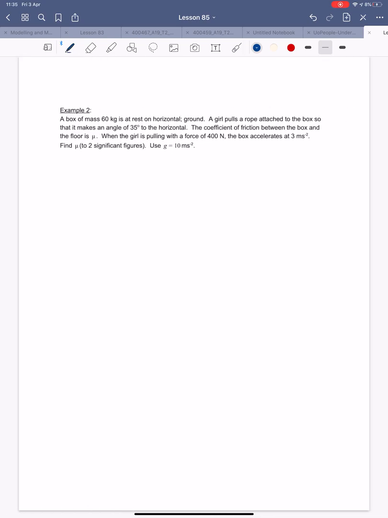Right, example 2. A box of mass 60 kg is at rest on horizontal ground. So we've got the weight due to gravity. It says use g as 10 at the bottom there. So the weight is 60 times g, which is 600 newtons downwards. So we've got the normal reaction upwards.